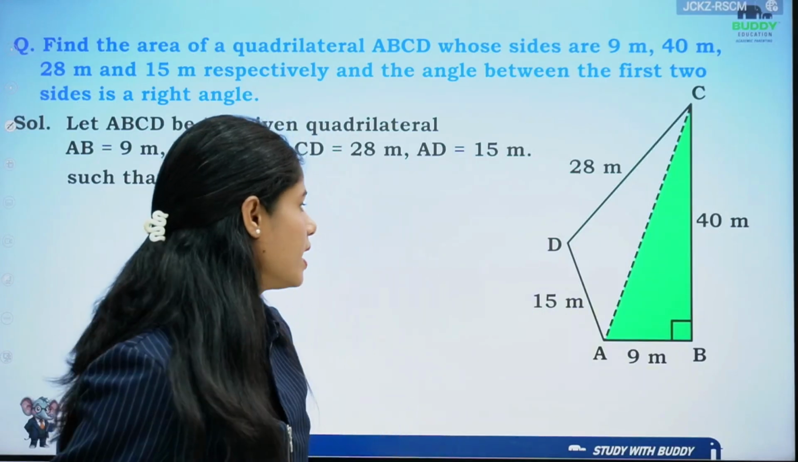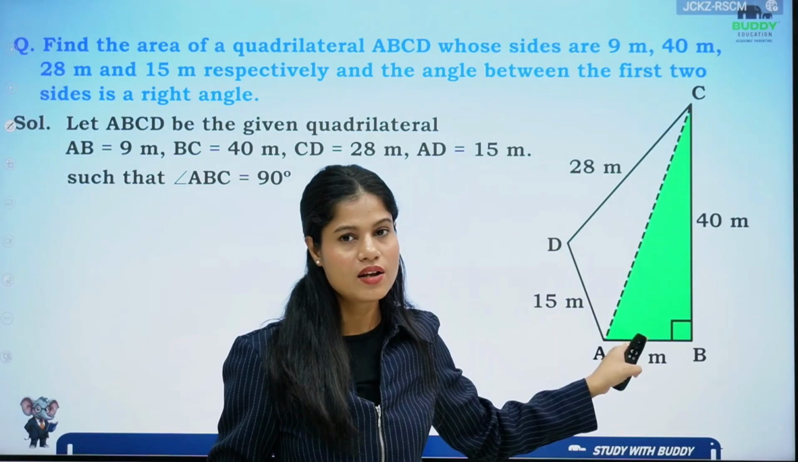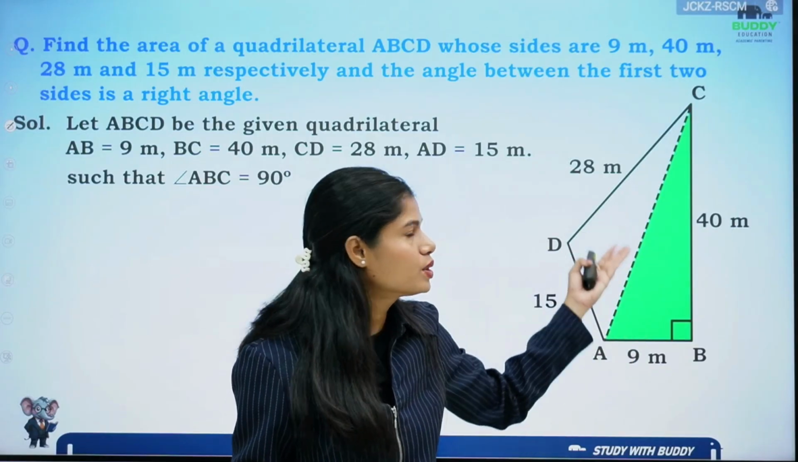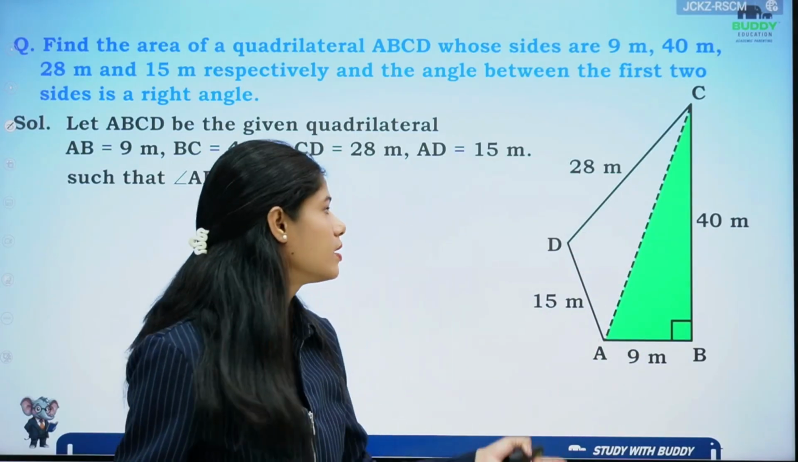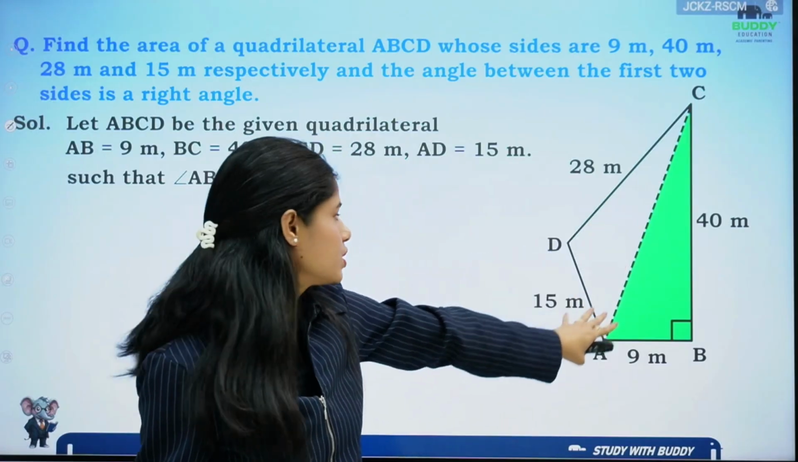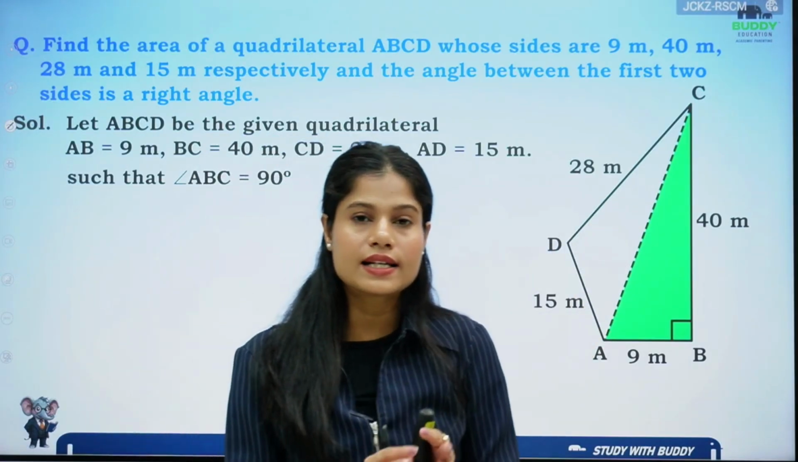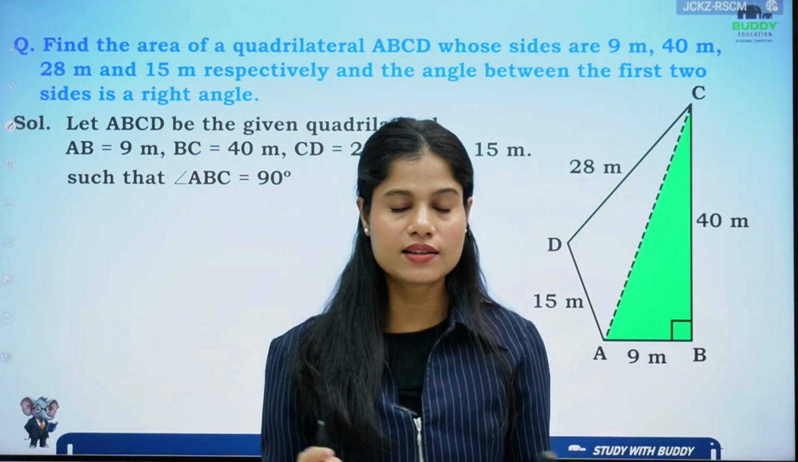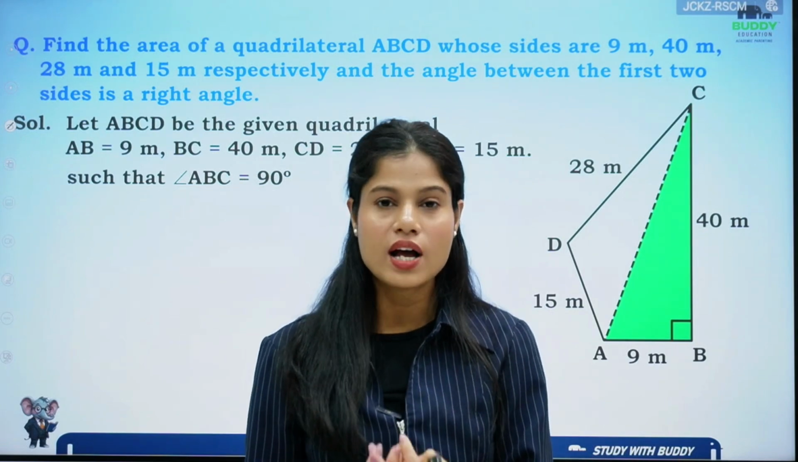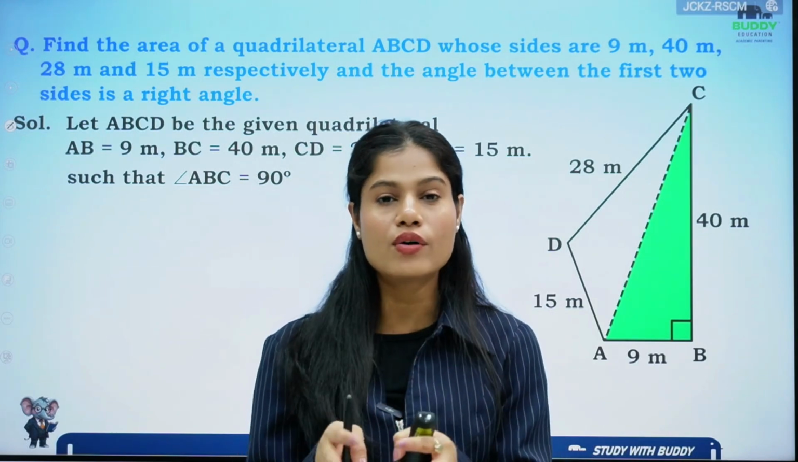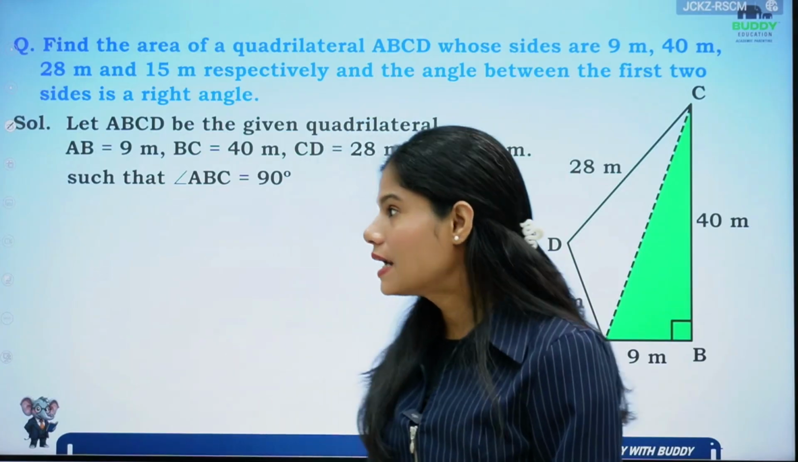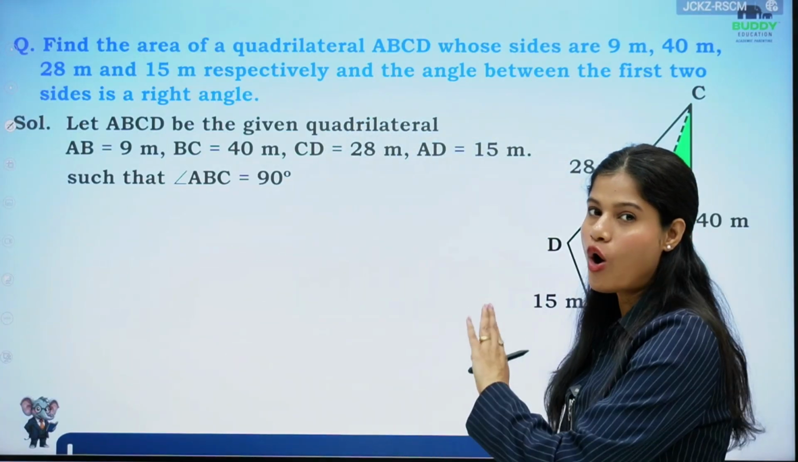So how are we going to find that? If this is a right angle triangle, we can use Pythagoras and we are going to get the diagonal. Once the diagonal is found, we'll use Heron's formula for the triangle ADC. So that is the path we are going to follow for getting the solution. But now let's see how we can do it on paper.